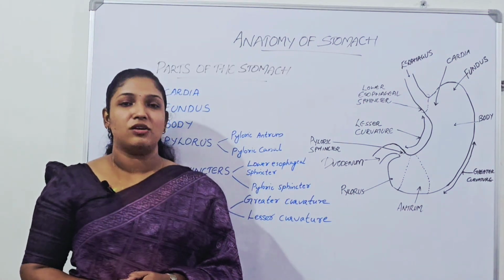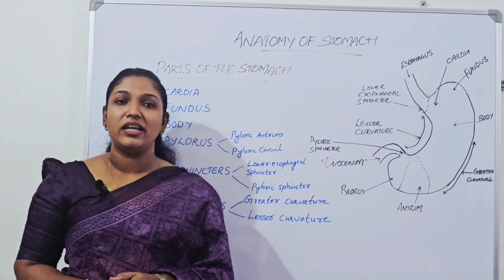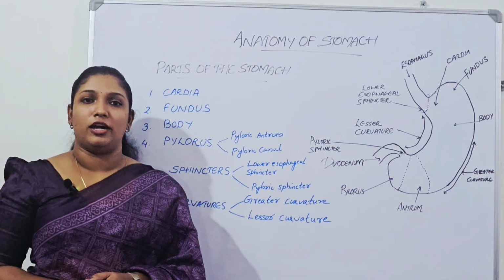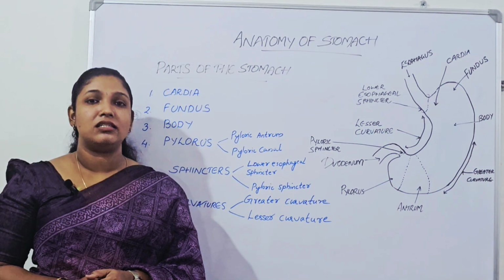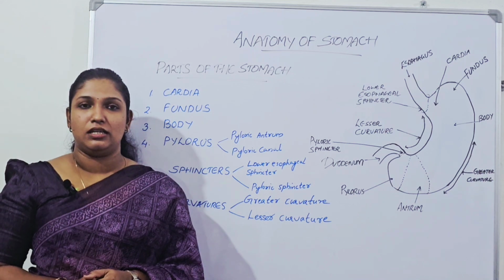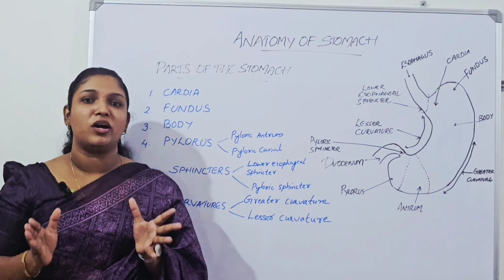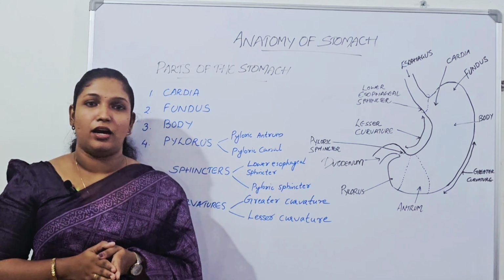Next is the parts of the stomach. The stomach mainly consists of four main parts. To begin with, the cardia. The cardia lies just below the esophagus. The food particles from the esophagus are transferred to the first part of the stomach, that is the cardia.